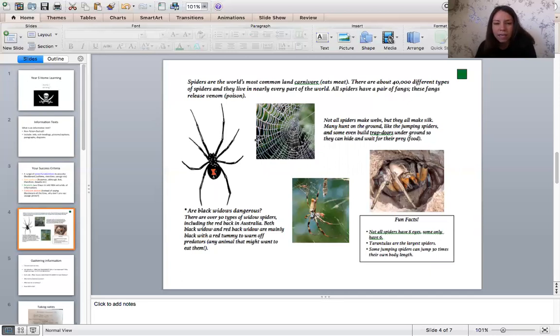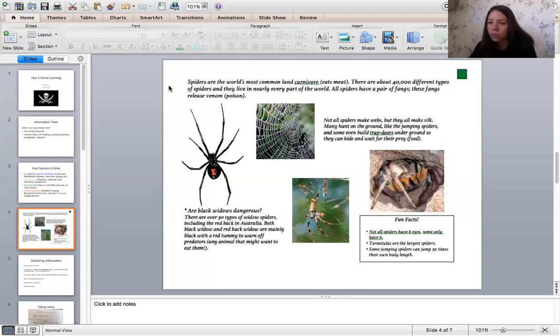And I can see one subheading here, but it's quite small. So if you're using subheadings, I would suggest that they are underlined or slightly bigger than the writing underneath, just to make them stand out, so that the reader can easily find the information. Our information text about spiders starts off with a small introduction. It says, spiders are the world's most common land carnivore, eats meat.